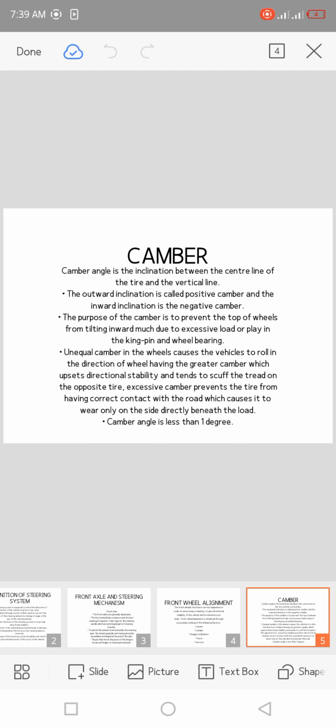The purpose of the camber is to prevent the top of the wheels from tilting inward too much due to excessive load or play in the kingpin and wheel bearing. An unequal camber in the wheels causes the vehicle to roll in that direction, and having the greater camber offsets the stability and tends to wear the tread on the opposite tire. Excessive camber prevents the tire from having proper contact with the road, which causes it to wear only on the side directly beneath the load.